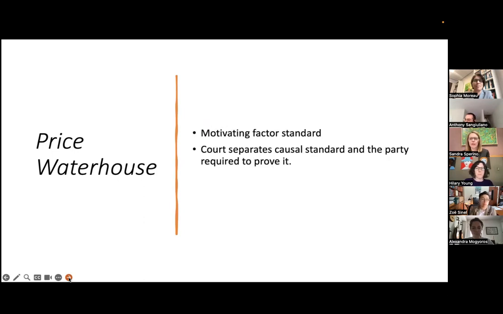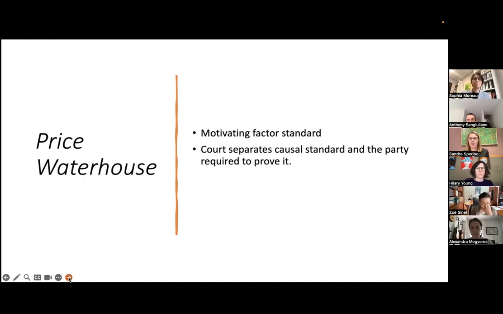So what the court ends up doing is adopting a motivating factor standard and then separating the causal standard and who has to prove it. So let me just show you how this works. Under Price Waterhouse, the plaintiff has to show that sex was a motivating factor in the outcome. And then the court says that after the plaintiff has done that, that's as far as the plaintiff can take her evidence, and the plaintiff will win if the evidence stops at that point.